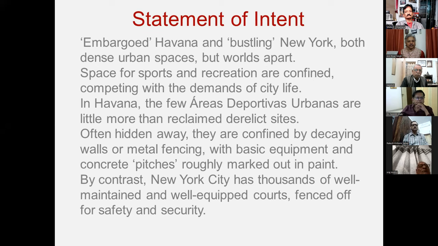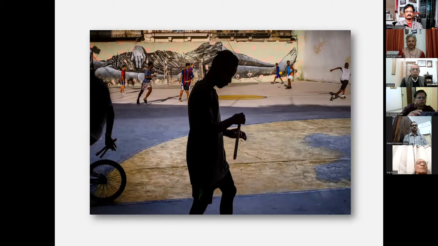In Havana, the few areas, deportivas urbanas, are little more than reclaimed, derelict sites. Often hidden away, they are confined by decaying walls or metal fencing, with basic equipment and concrete pitches, though marked out in paint. By contrast, New York City has thousands of well-maintained and well-equipped courts fenced off for safety and security. And these are the images in the documentary category.